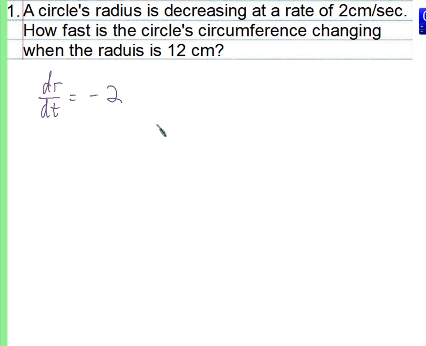It's getting smaller, right? It's shrinking. So it's taking away 2 centimeters per second. So it's all in the wording, decreasing. How fast is the circle's circumference changing when the radius is 12 centimeters? dC/dt, that's what we're looking for.